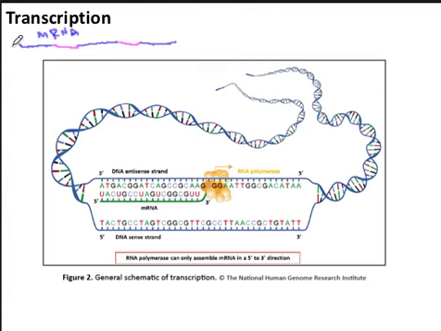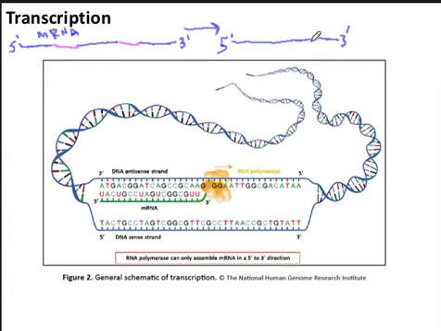Okay, there's the 5' end, and there's the 3' end. But what happens next is that these intervening sequences here end up getting spliced out, and so what you end up with is a shorter message that lacks these areas here in pink.